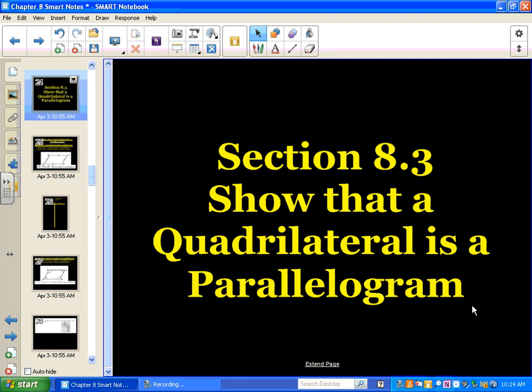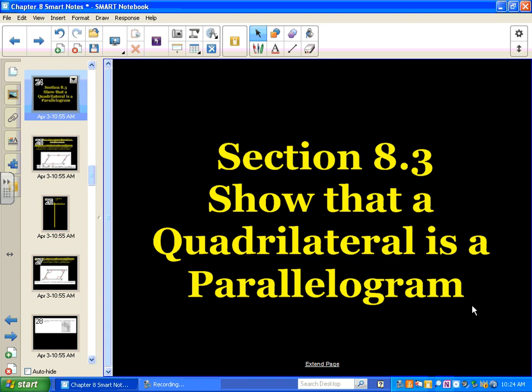The first theorem we proved in section 8.2, what was it? Kara? Yes, and what does it say? Very good. If a quadrilateral is a parallelogram, then its opposite sides are congruent. The next theorem in that section was what, Max? Okay, and what does that theorem say? Very good. If a quadrilateral is a parallelogram, then its opposite angles are congruent.